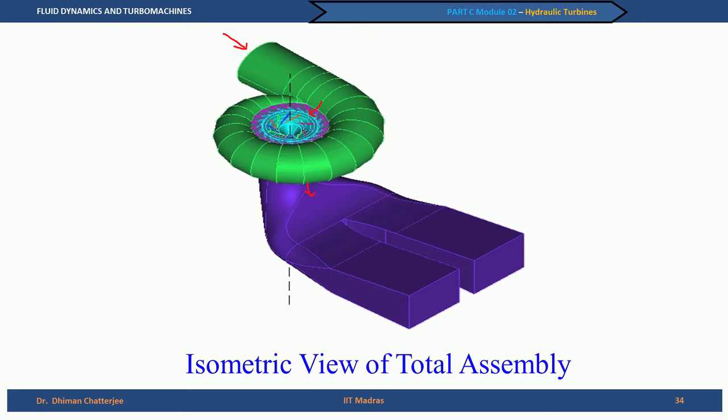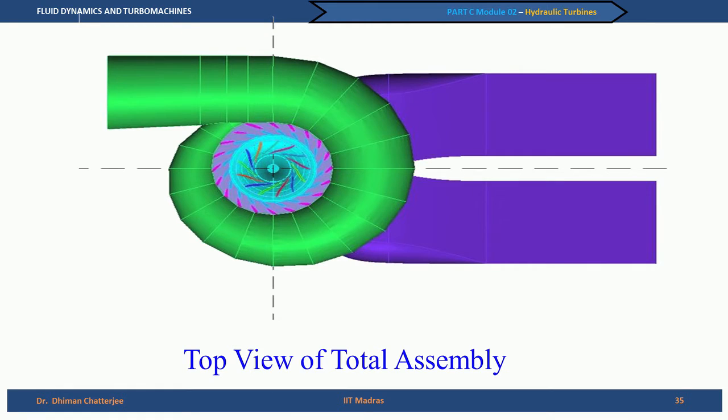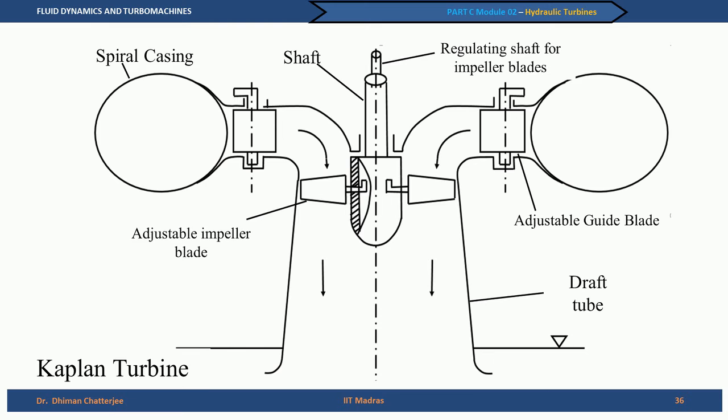So, to sum up, we can say that Francis turbine is a reaction turbine in which the guide blades are adjustable, the runner blades are fixed, and it is a mixed flow type of impeller. Okay. Now, we will see more closely the other turbine, which is the Kaplan turbine. This is of course another view showing the top view, and let us come to Kaplan turbine.